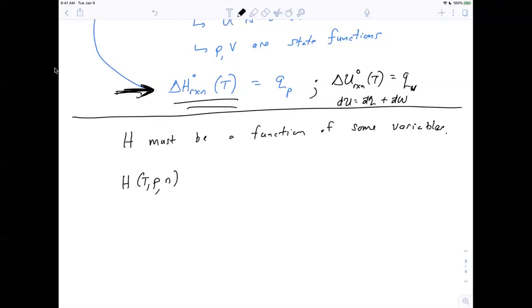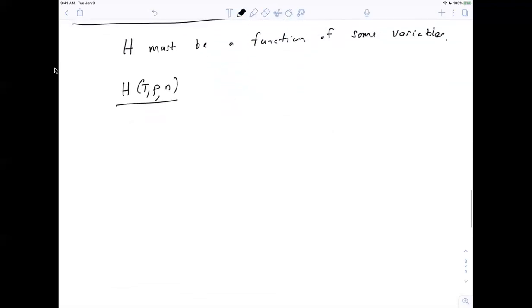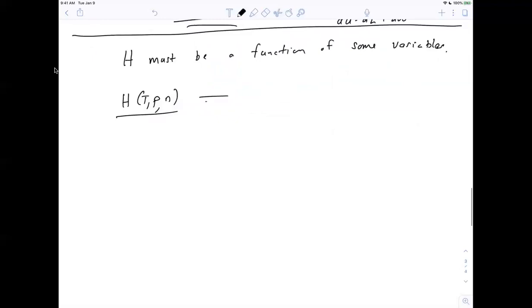So H we can write as a function of temperature, pressure, and N, and for the moment we'll let N be constant. Okay, so we won't worry about anything that allows for the changes in H with respect to N. We'll get to that later. So now, if we know that H is a function of temperature, pressure, and N, what is the total differential of H?